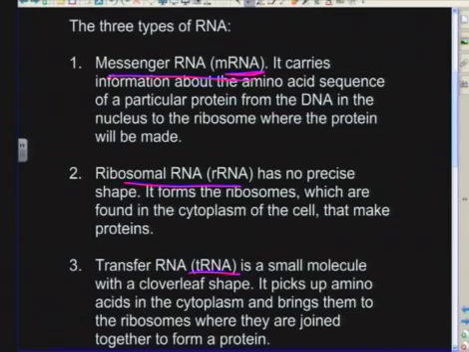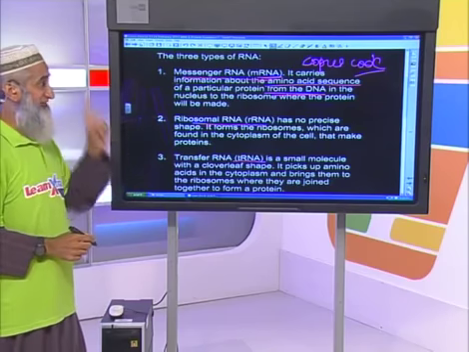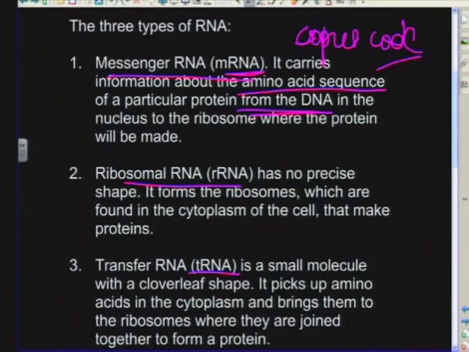Messenger RNA, first of all, carries information about the amino acid sequence from the DNA. In other words, messenger RNA copies the code from the DNA. That's the first thing. And we're not going to go into detail now because we'll go into that detail later. Ribosomal RNA, they don't have a real shape as such, but they form in the ribosomes, and the ribosomes are formed in the cytoplasm of the cell that make proteins. In other words, ribosomes are the site of protein synthesis.